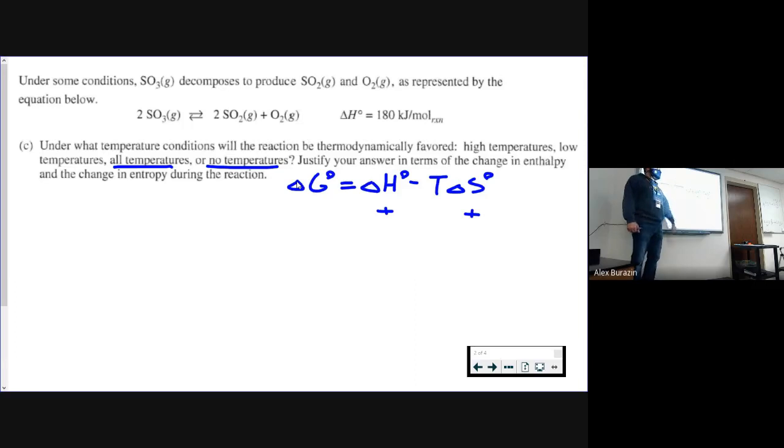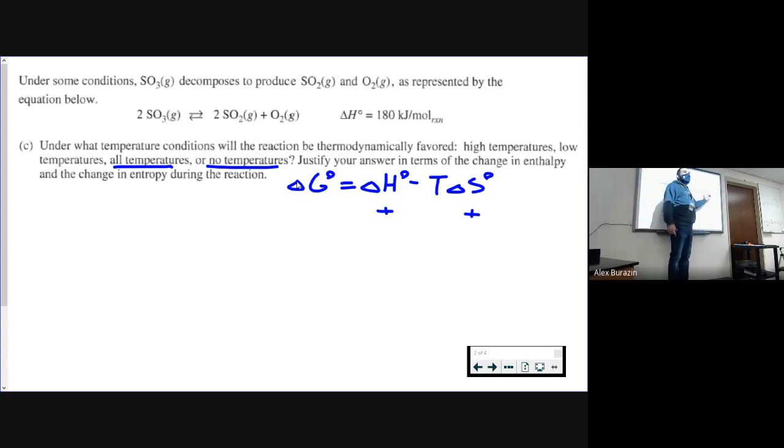So we're under a situation right now where this is positive, this is positive. What does that do to this term, though? If I have a positive entropy, this term overall will be negative, which is a good thing, right? We want the delta G to be negative. So these are competing. I have a positive enthalpy competing with a negative T delta S. Which one do I want to win?